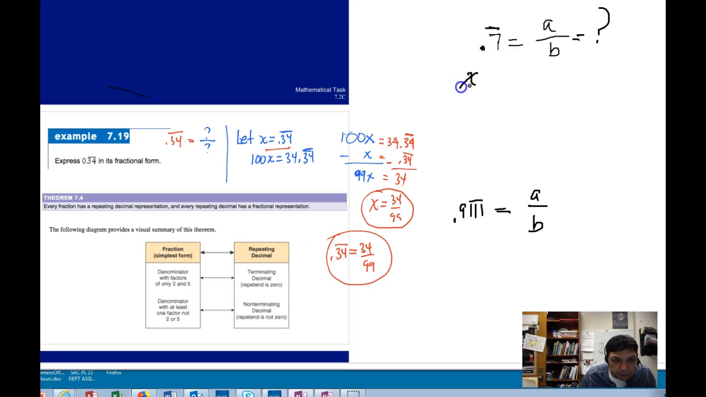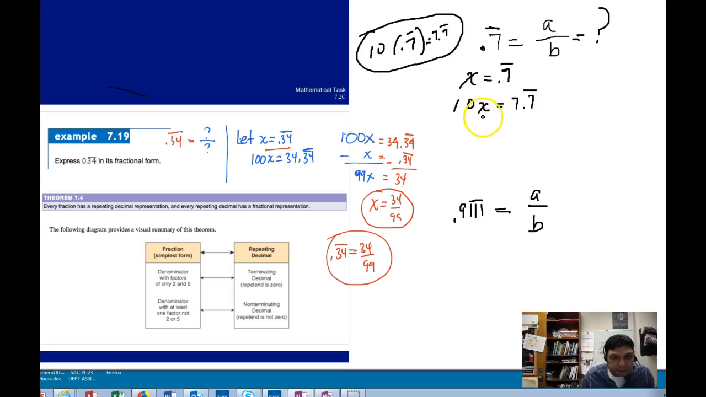And so what we start with is we say, let x equal 0.7 forever. And then if that's the case, that's just an equation that's true. We let any variable equal a number. We then, if x equals 0.7 forever, 10x equals 7.7 forever. Because if we do 10 times 0.7 forever, you end up moving the decimal over one place, and so you end up with that. And so that's just kind of a number trick.